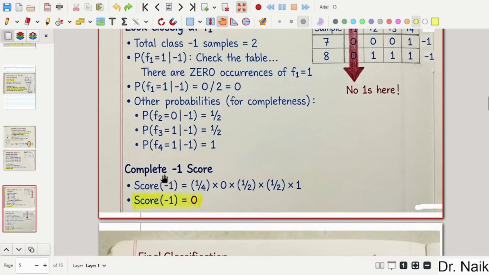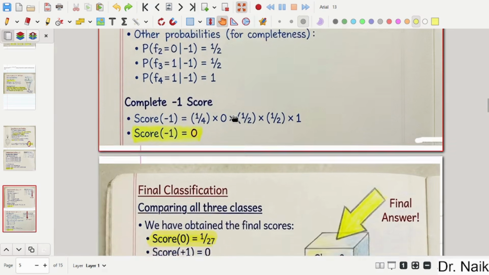So the final score for minus 1 is 1 by 4 multiplied by 0 multiplied by 1 by 2 multiplied by 1 by 2 into 1. 1 by 4 is the prior, because class minus 1 occurs 2 times in our original data of 8 samples. So it is 2 by 8, and 2 by 8 means 1 by 4. So the score for minus 1 is 0.